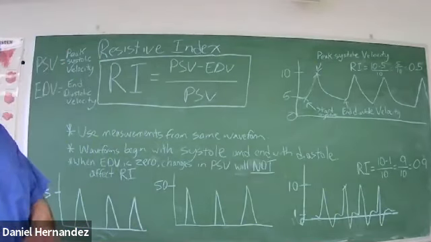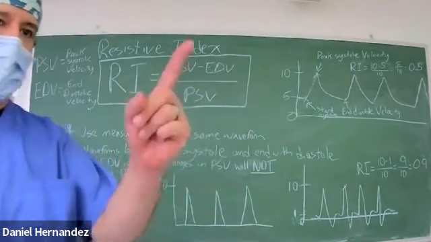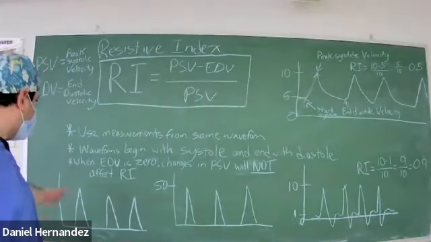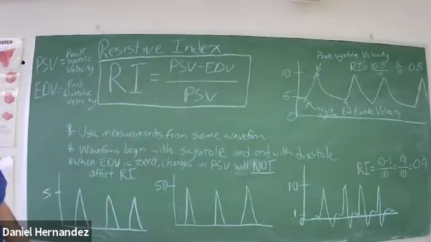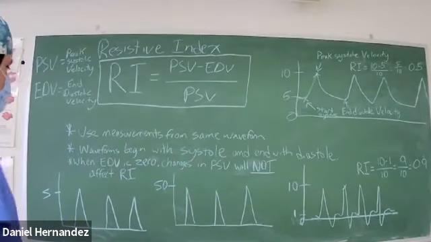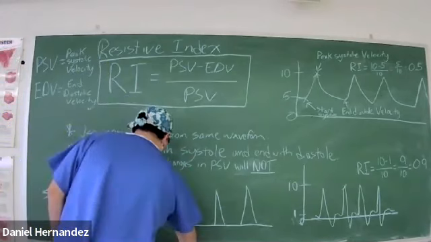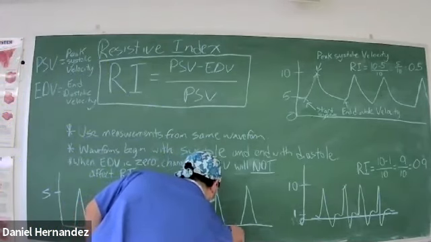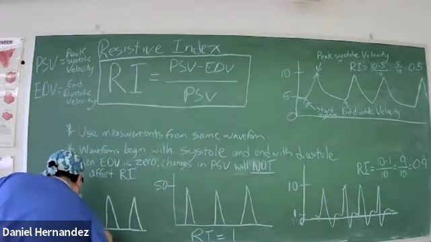When there's no diastolic component, your resistive index is going to be 1, because it's whatever your peak systolic velocity is. Say in this case 5, we're minusing 0, so it's still 5. 5 over 5 would be 1. Same case, 50 minus 0 is 50, divided by 50 is 1. So anytime you don't see any diastolic velocities, your resistive index is going to be 1. RI equals 1.